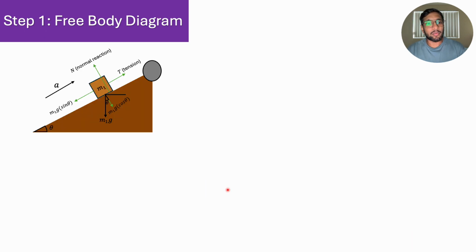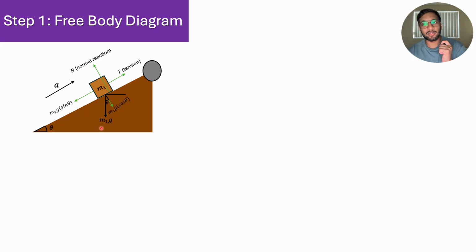So the approach to solving this problem is to always make a free body diagram of all the bodies involved and represent the forces by vectors acting on each of these bodies. So the mass m1 has three distinct forces acting on it, that is the tension in the string, the normal reaction, and the gravitational force.